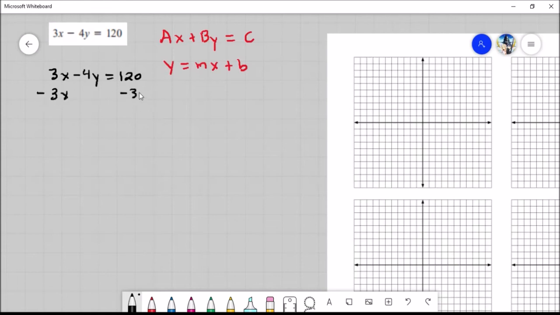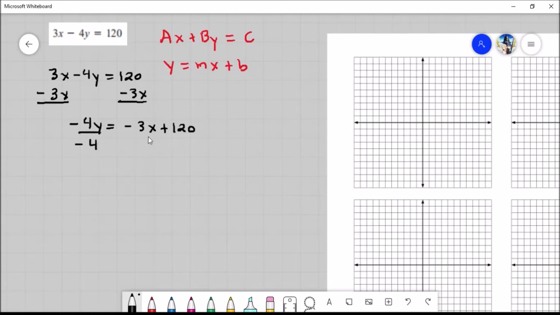Minus 3x on both sides of the equation. I'm left with negative 4y equals, and I'm going to put the 3x term out first, so that would be negative 3x plus 120. And now to get the y by itself, I need to get rid of that negative 4 from it, and I do so by dividing both sides of the equation by negative 4.